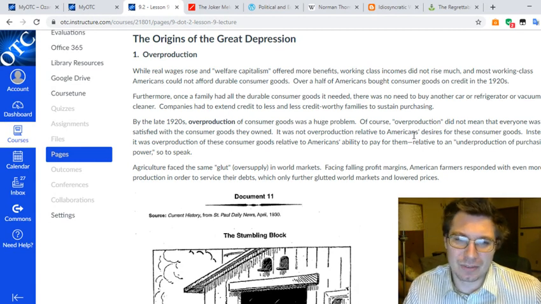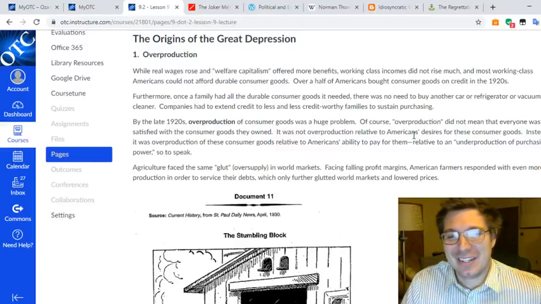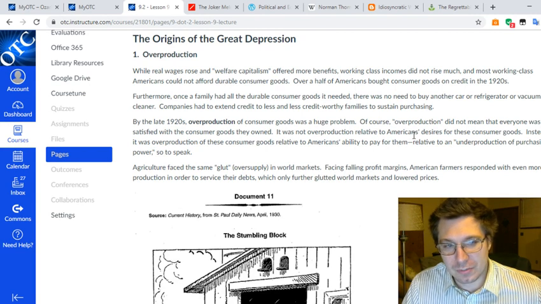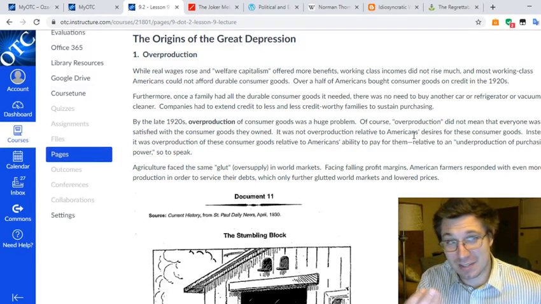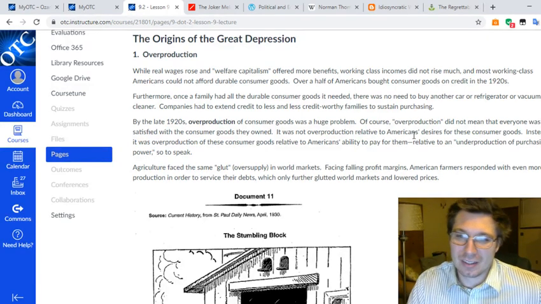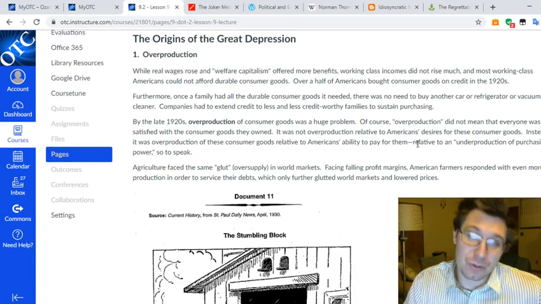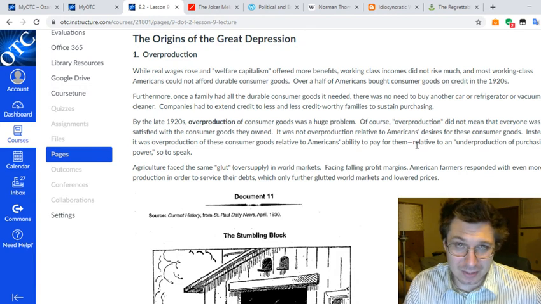Overproduction did not mean that everyone was satisfied with the consumer goods they owned. It was not overproduction relative to Americans' desires for these consumer goods. Instead, it was overproduction of these consumer goods relative to Americans' ability to pay for them. You might say relative to an underproduction of purchasing power, so to speak. So that was the problem. And that's what we mean by overproduction. So you can see why it could cause poverty.